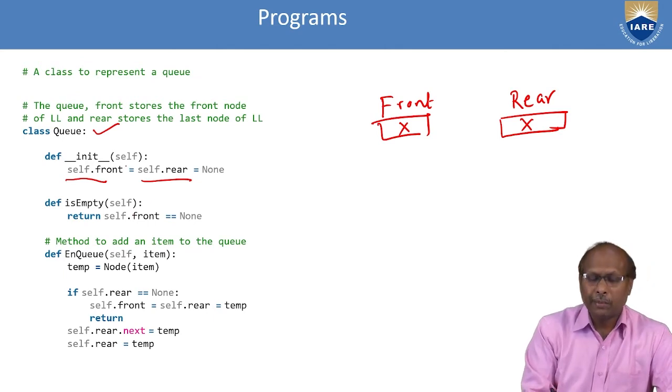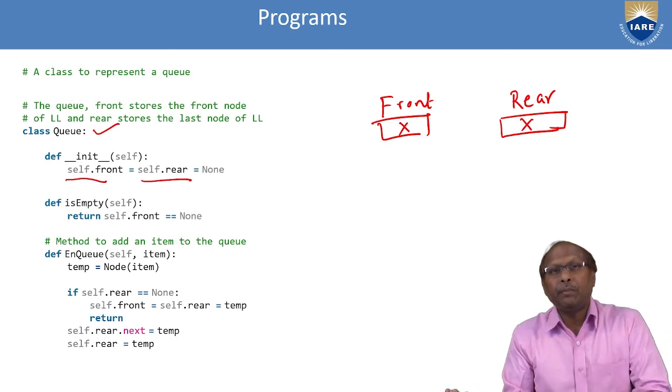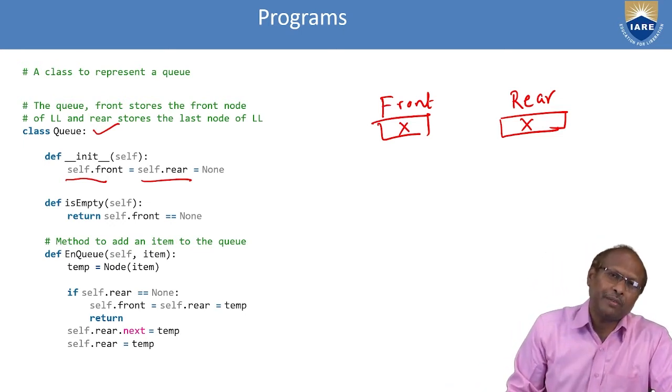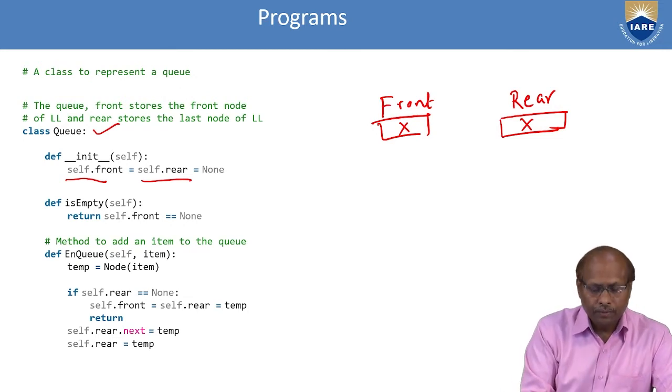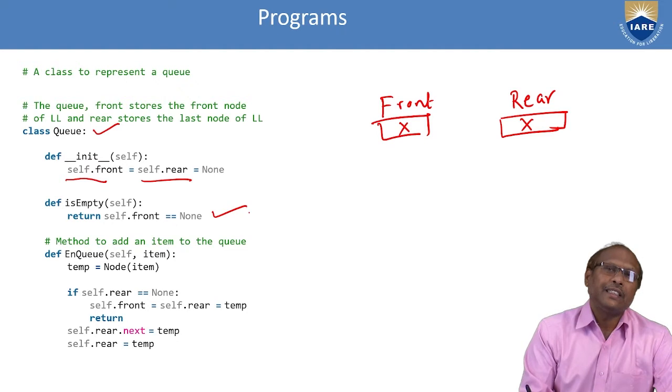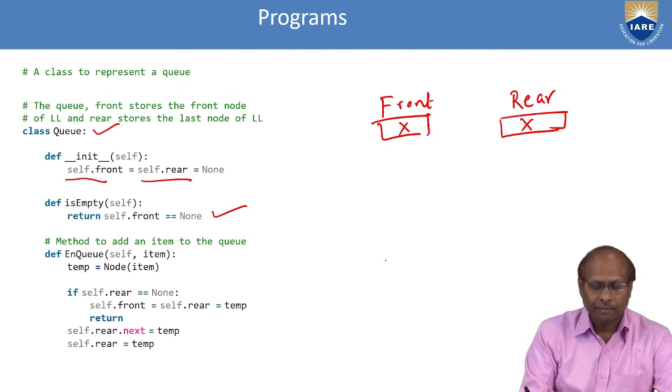In addition to the init method, I have to write a simple method called empty, to check whether the queue is empty or not. If the queue is empty, you cannot do any deletion operation. So during deletion time, you have to check whether the queue is empty or not. So how will you check? If front is none, it indicates nothing is there. That means you cannot delete any item from the queue.